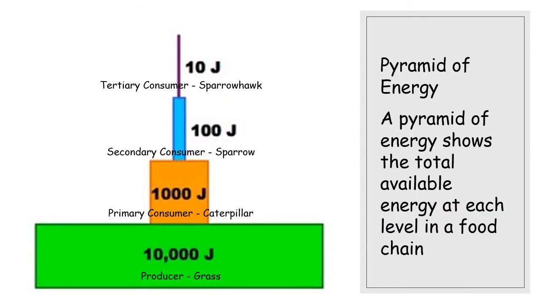We can then put that into a diagrammatic form, a pyramid. So this is a pyramid of energy. It shows the total available energy at each level within a food chain. So like we talked about, 10,000 joules at the producer level, going right down to 10 joules at the sparrowhawk level, losing 90% of the energy as we go up each step of the chain.